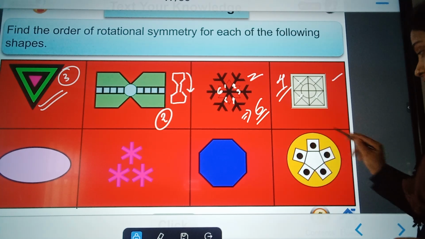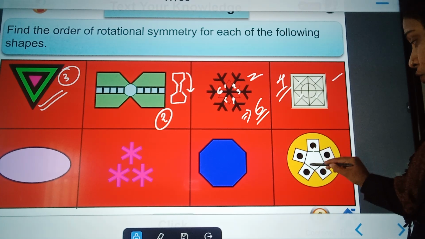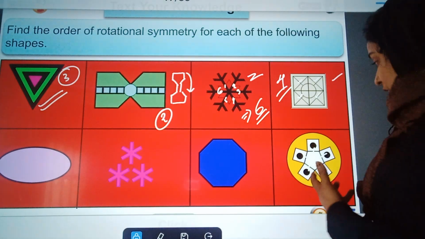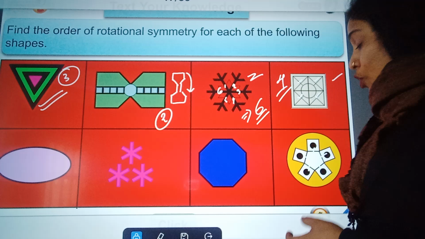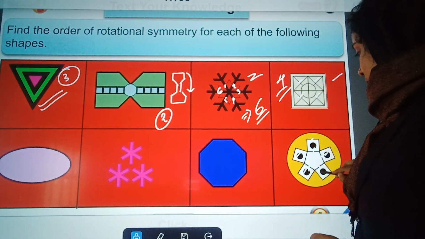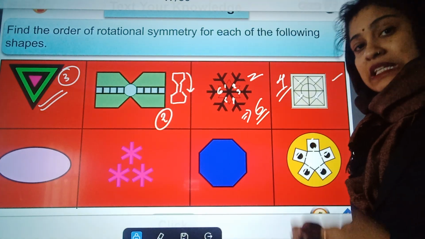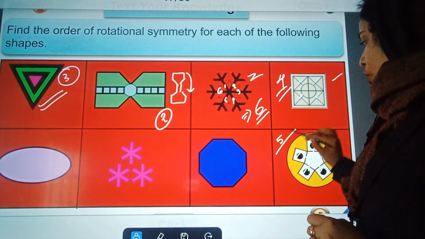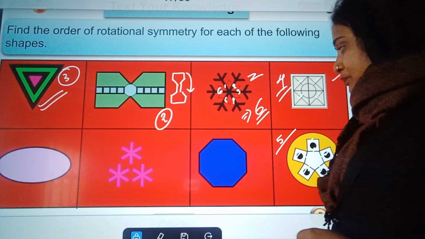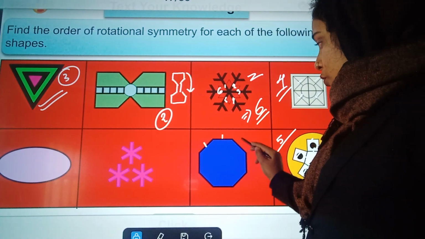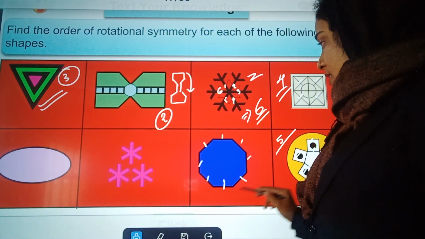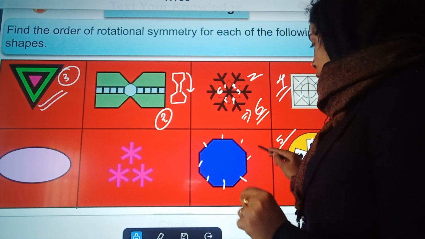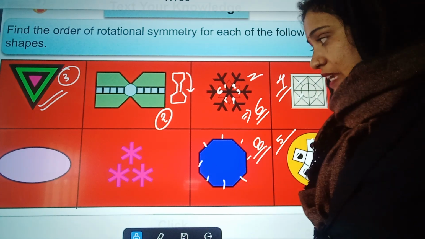Now look at this. Again, it is a circle. Okay, 1, 2, 3, 4, 5. A pentagon is there, consisting of all 5 sides. Since this is similar and has equal sides, here the order of rotation will be 5. For this, 1, 2, 3, 4, 5, 6, 7, 8, this is an octagon with all 8 sides equal. So here we have the order of rotation as 8.